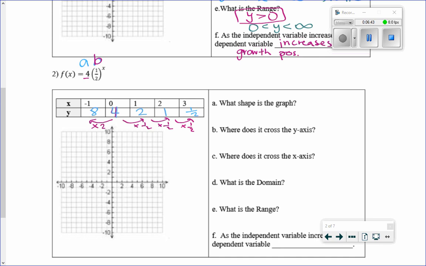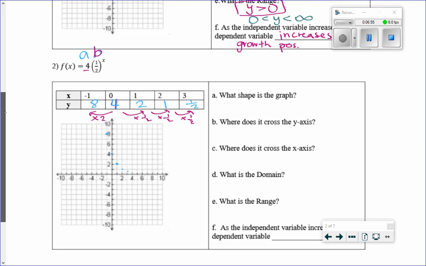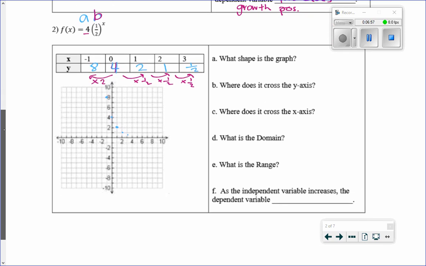All right, so let's graph those points. -1, 8; 0, 4; 1, 2; 2, 1; 3, 1/2. It looks like it's leveling out, it's approaching 0. But it's never going to be at a 0 slope. It's always going to keep changing.